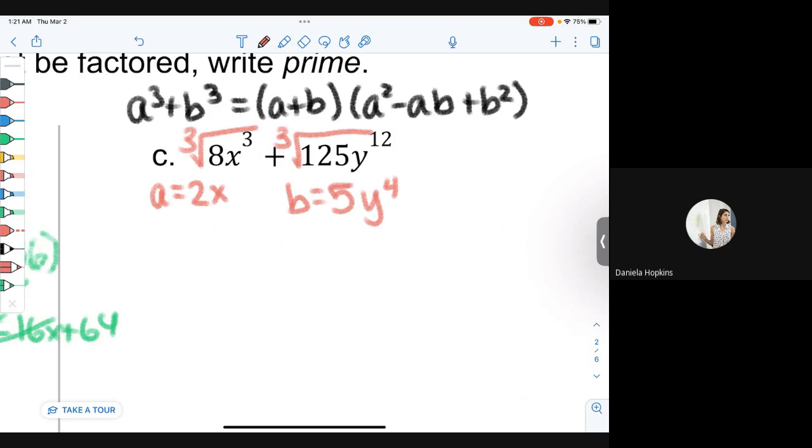Once I have that, I'm good to plug in, and I have to carefully plug in because there are two terms for each of these. So the first parenthesis is pretty straightforward. It's going to be 2x plus 5y to the fourth. Nothing to clean up there.